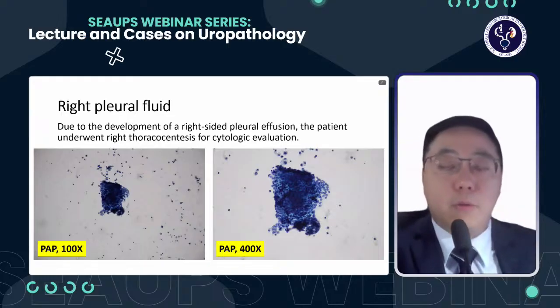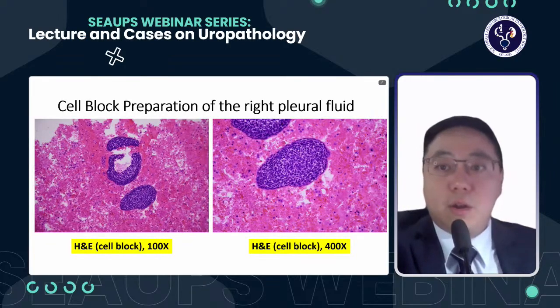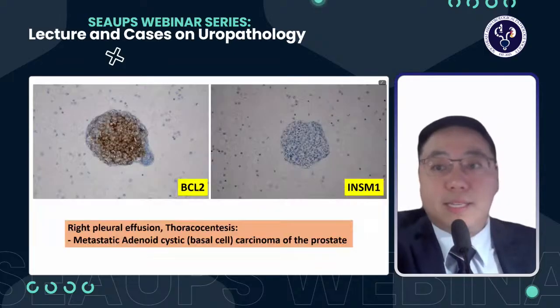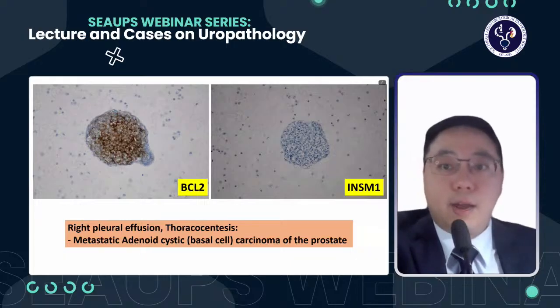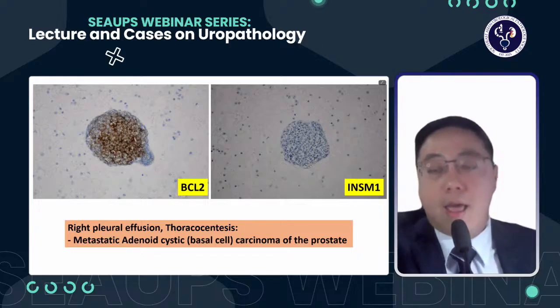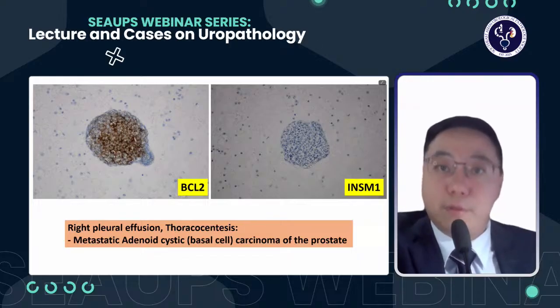These atypical cells exhibit nuclear pleomorphism, fine chromatin, and prominent nucleoli resembling those observed in the prostate core. And the cell block preparation also demonstrates tumor cells morphologically similar to those in the prostate tissue. The tumor cells show positivity for BCL2 and are negative for INSM1, a neuroendocrine marker. These findings are consistent with metastatic adenoid cystic carcinoma of the prostate to the lung, and the patient had a malignant pleural effusion. Unfortunately, the patient passed away 1 month after the diagnosis was made.